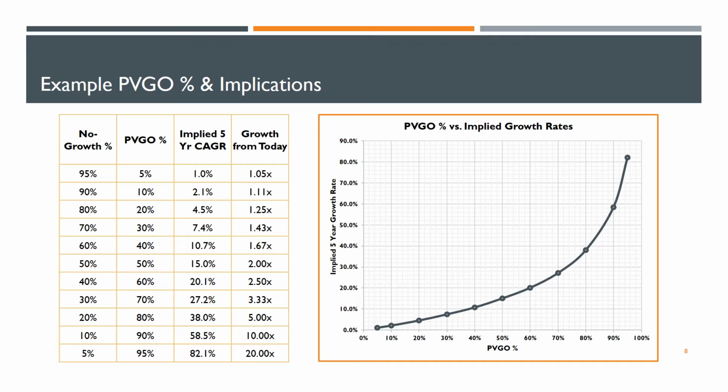Conversely, even if a company has little to no expectations with a PVGO percentage of 5%, as you can see, if a company's in decline, and you project the decline into the future, why invest in that company, even with low expectations? They're low for a reason.